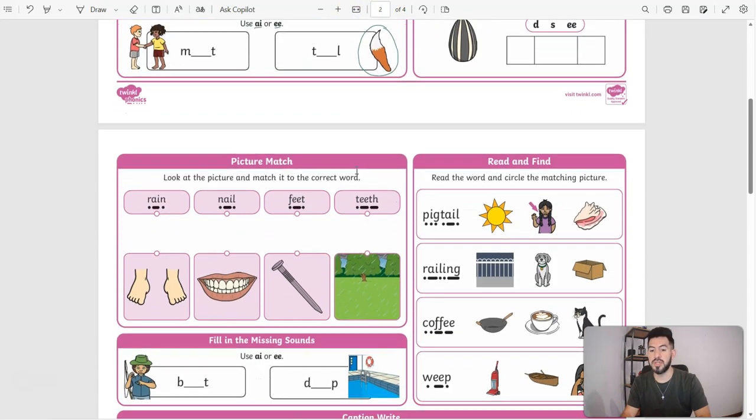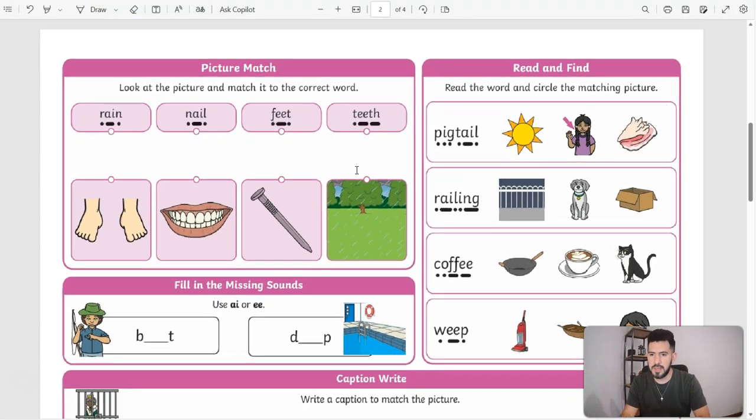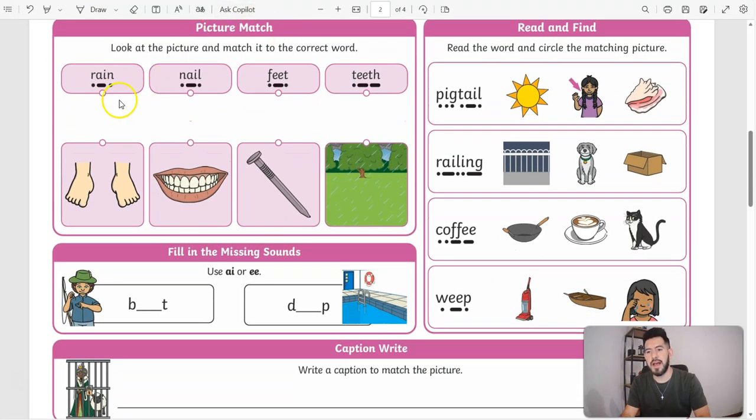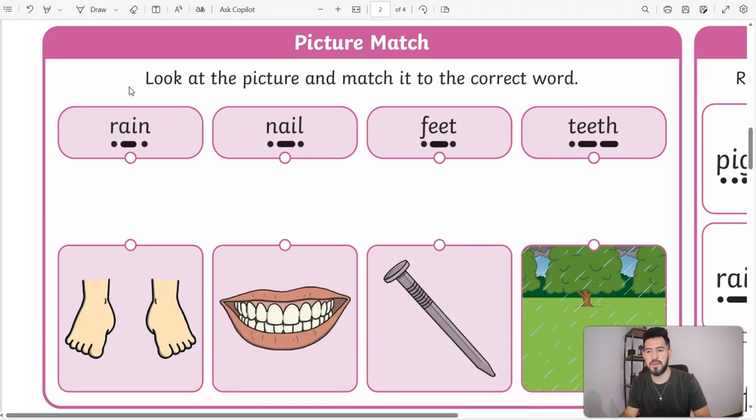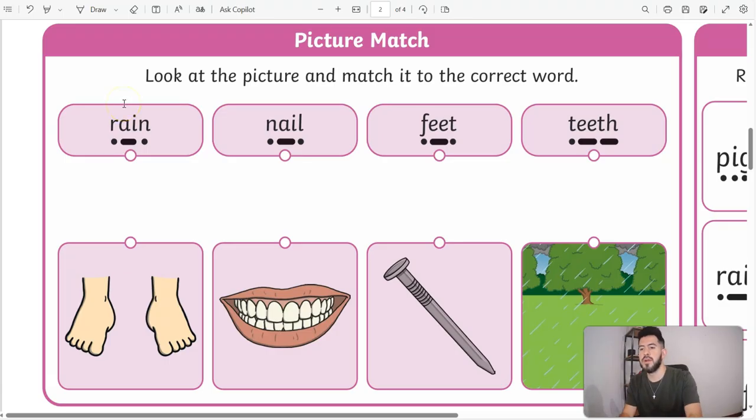Then you can move on to the second page. In this page, we have a picture match activity. You will read the word. Look, let's read the word. For example, rain, and match. So which picture shows a rainy day or the rain? I'm sure you know it, but look, let me help you with this one. You will do like this.